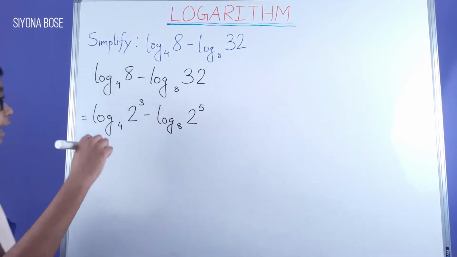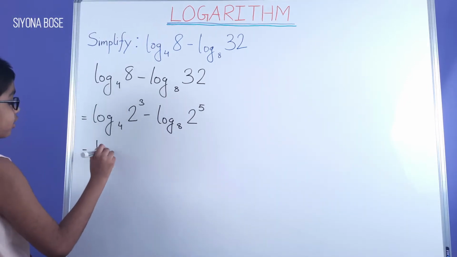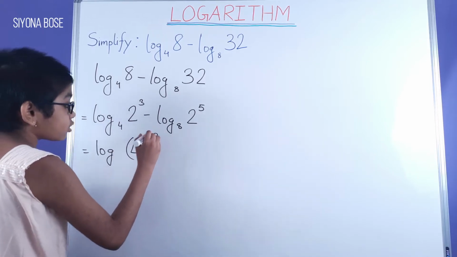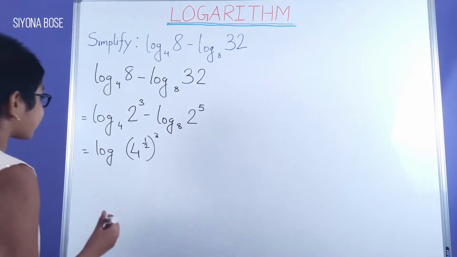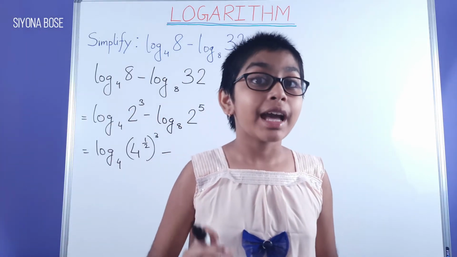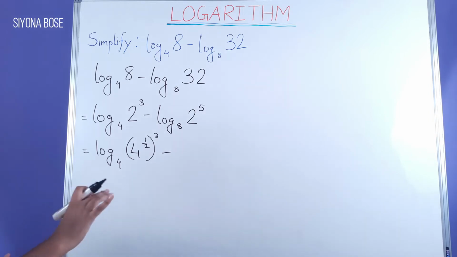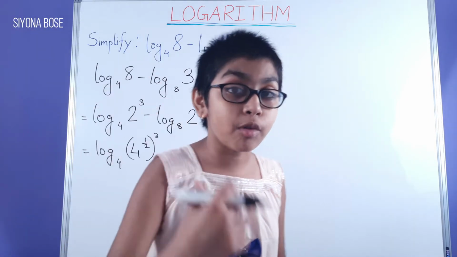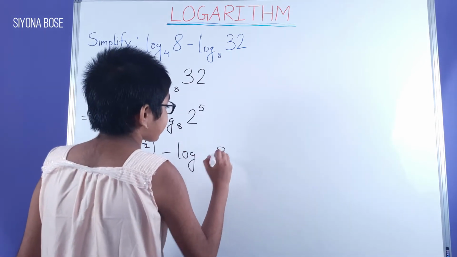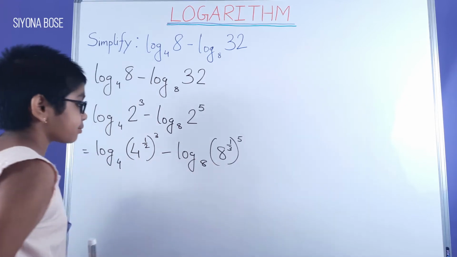Now we can write 2 as 4 to the power of half. That means root over 4 actually, equal to log of 4 to the power of half whole cube, and this to the base 4, minus, over here, 2 is actually 8 to the power of 1 by 3, which is actually the cube root of 8. Cube root of 8 is 2. Everyone knows that. We can write this as log of 8 to the power of 1 by 3, the whole to the power of 5 to the base 8.